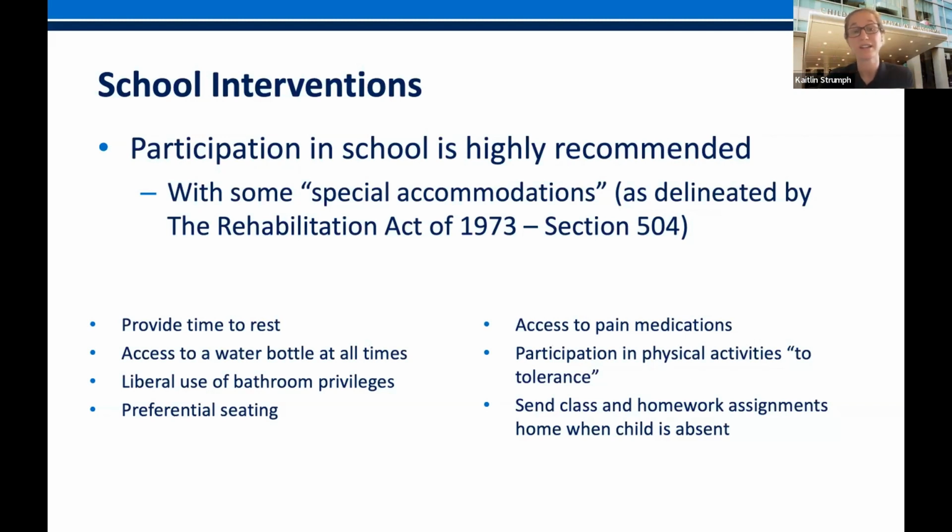So some examples are providing time to rest, access to water bottle at all times. Patients who get dehydrated have higher rates of pain crises. Liberal use of bathroom privileges, because our patients have difficulty concentrating their urine. As a result of that, they make a lot of urine. They have to go to the bathroom more frequently. Same reasons why they have enuresis. Preferential seating is important. Not sitting next to an air conditioner, next to an open cold window. Having access to pain medications, right? Because if they're coming out of class because they're having pain and not able to access any pain medication, then there's no way that they're going to go back to class.